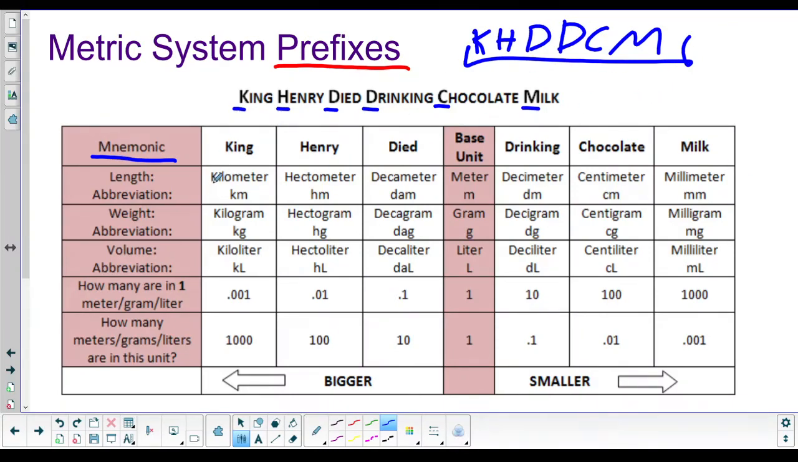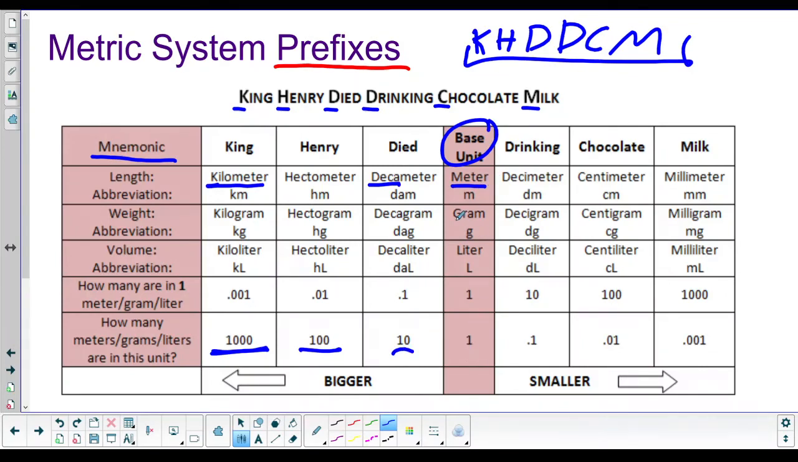So king goes with K for kilo. Kilo is telling you there are 1,000 of whatever the base unit is in that thing. So if we were talking about 1 kilometer, what that's saying is there are 1,000 meters in one of these. So kilo basically means 1,000. Hecto means 100. Deca, and not like the club deca, means 10. And then we just have our base unit.